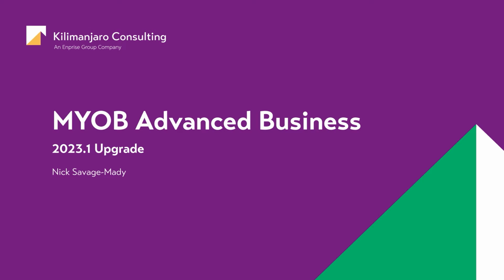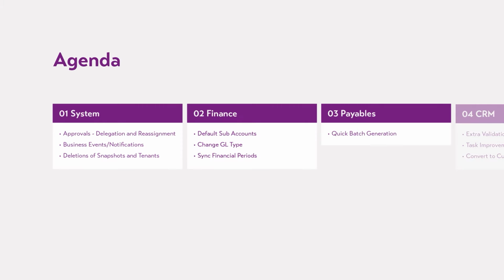2023.1 upgrade. My name's Nick Savage Mayday, and today I'm going to be covering off the agenda that I have in front of me. Now, to start off with, I'm going to talk about the system changes in terms of approvals and the new delegation and reassignment process. We're then going to have a look at the new actions within business events and notifications. We're then going to have a look at deletion of snapshots and tenants and how that has changed.